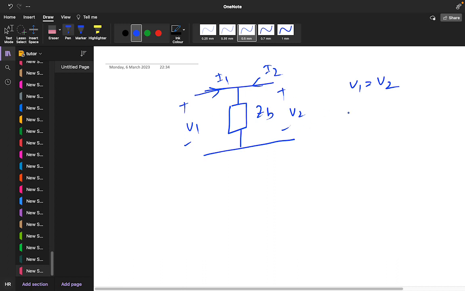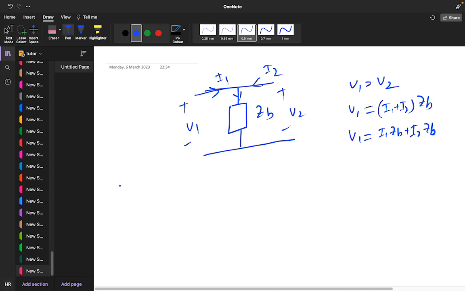Apply the KVL. V1 is also equal to how much? I1 plus I2 into ZB, because this current is coming inside now. So I1 plus I2 into ZB. So we are getting one relation. V1 is equal to I1 ZB plus I2 ZB.